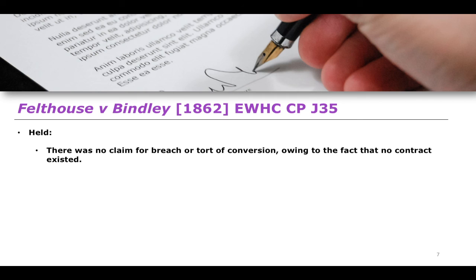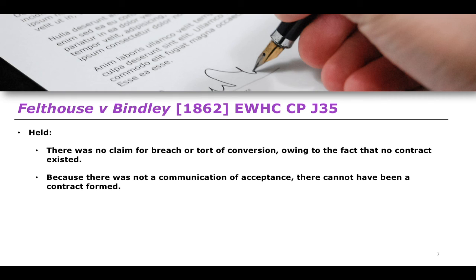It was held that there was no such claim for breach of contract if it was ever brought. It wouldn't have succeeded, and neither could the tort of conversion, owing to the fact that no contract had existed. Because there was no communication of an acceptance, there cannot have been a contract formed. So all the subsequent things that happened in this case were irrelevant because there was no contract. All of the auctioneering and the selling of the horse off to another third party was completely valid, and the individual who was trying to claim for the tort of conversion had no basis for a claim, because silence cannot represent an acceptance of a contract.